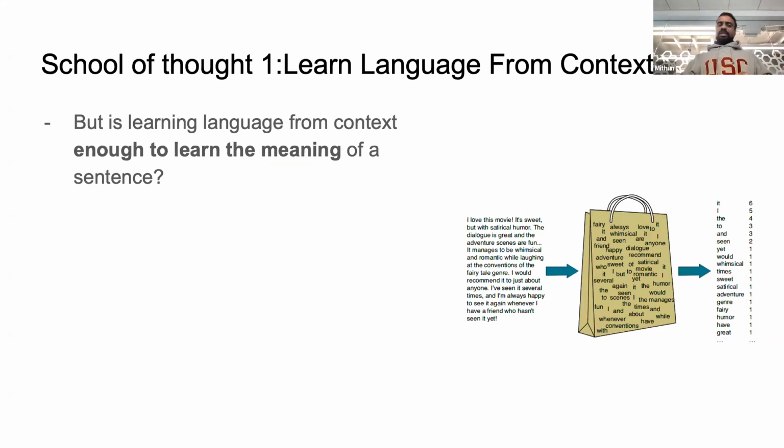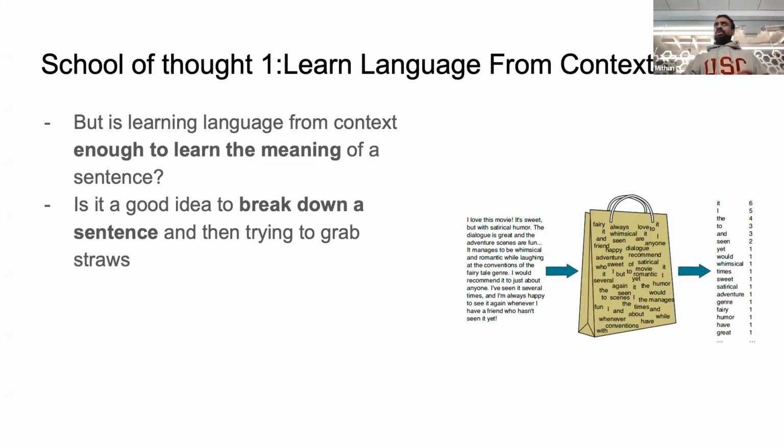The question then is, is learning language from context enough to learn the meaning of a sentence, right? Is it a good idea to, or even worse, is it a good idea to break down a sentence, which is a well-established combination of meanings, and then we are trying to grasp at straws using context?